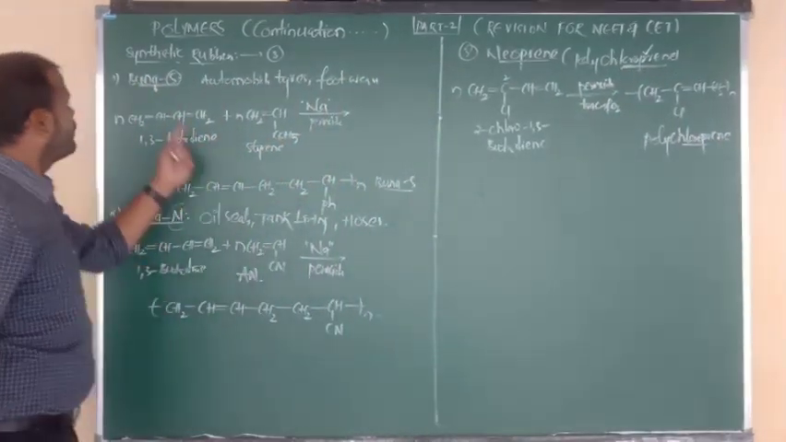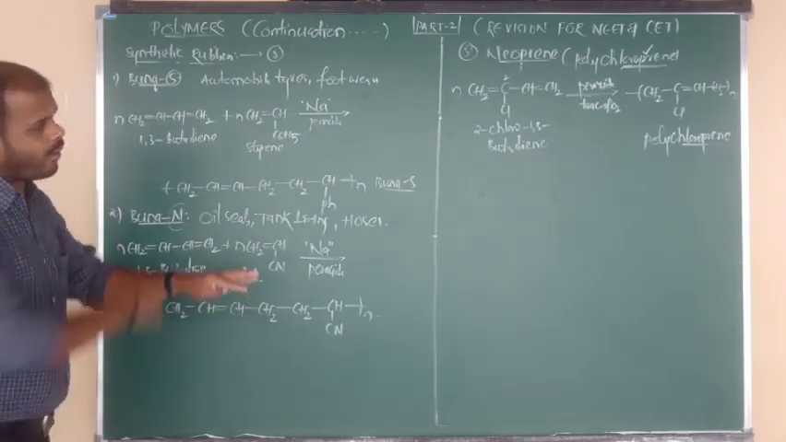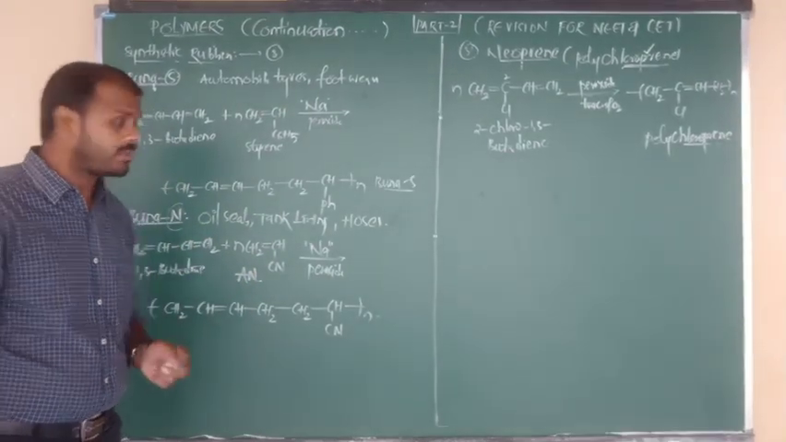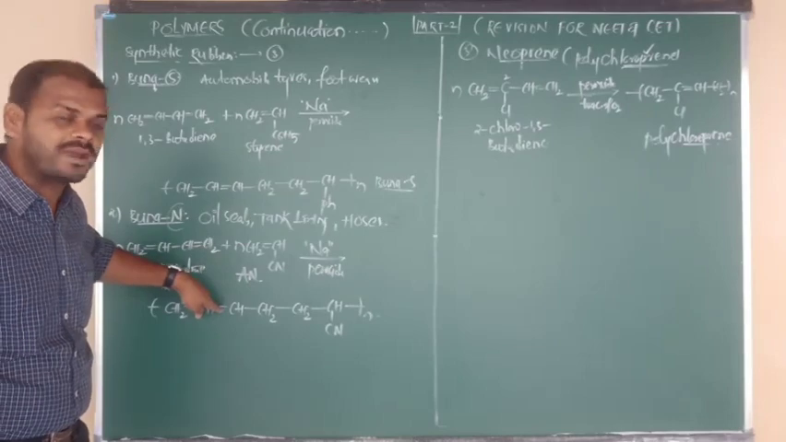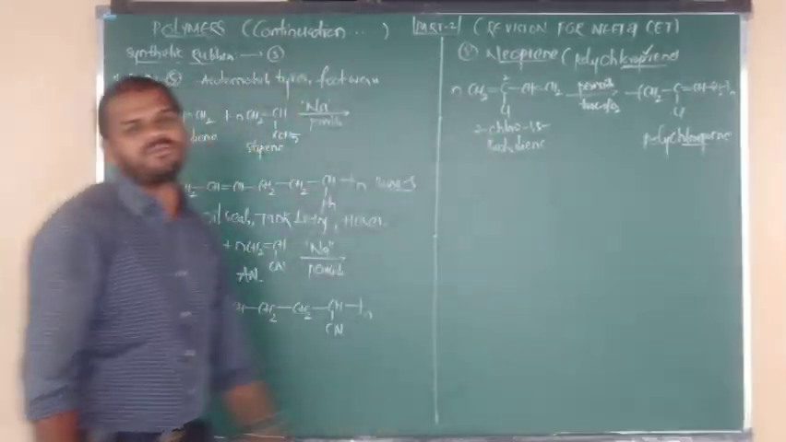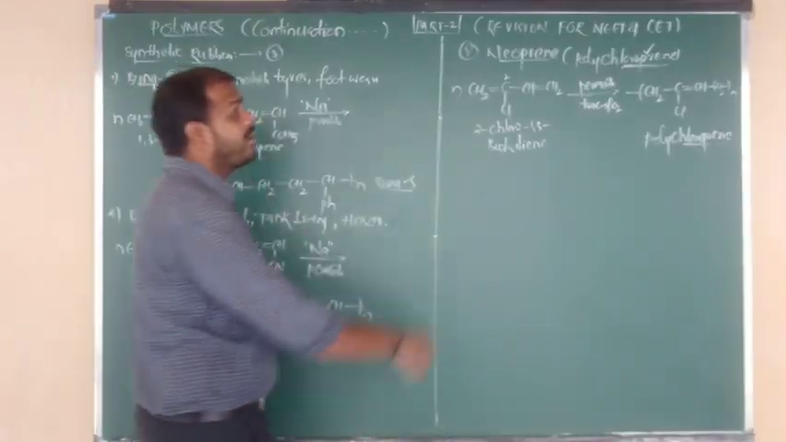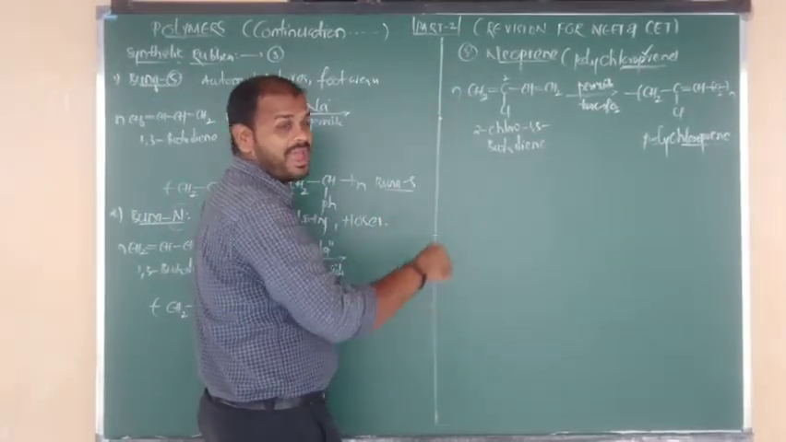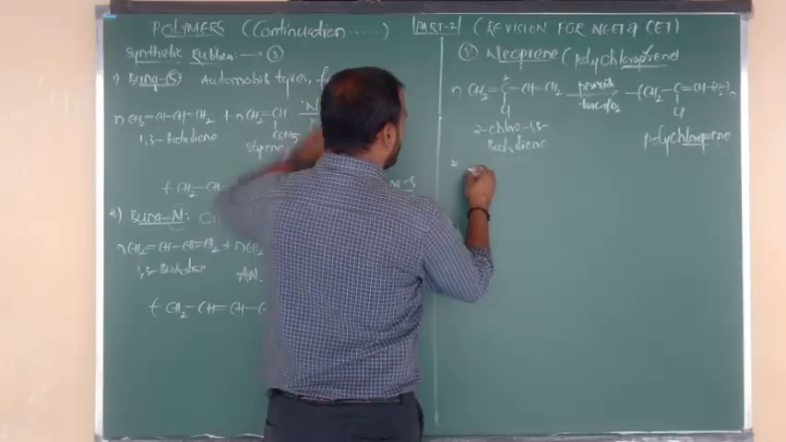Listen carefully. Monomer contains a double bond, monomer contains a double bond. All three are addition polymers. But these two are copolymers, two different units are there. But this one is a homopolymer, only one type of unit is there. Okay, beta? Good. Very, very, very important, neoprene. Okay? Good. So what are the uses of neoprene?